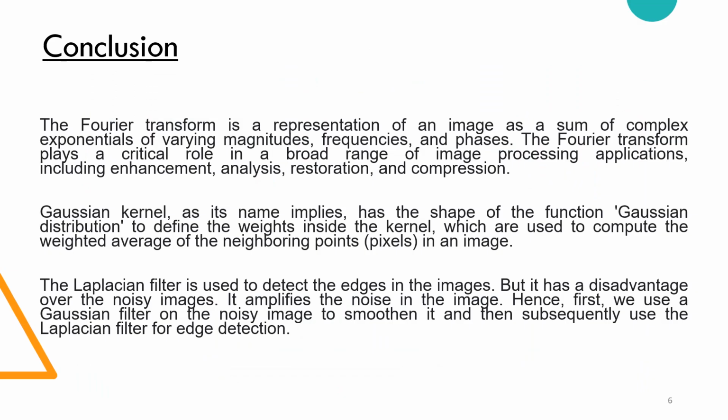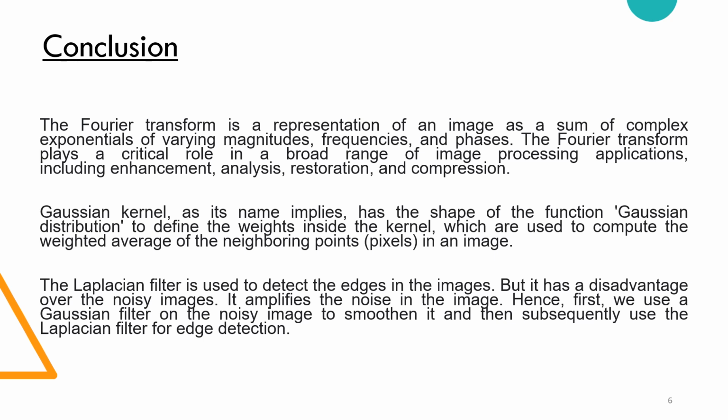For the conclusion, the Fourier transform is a representation of an image as a sum of complex exponentials of varying magnitudes, frequencies, and phases. The Fourier transform plays a critical role in a broad range of image processing applications, including enhancement, analysis, restoration, and compression.